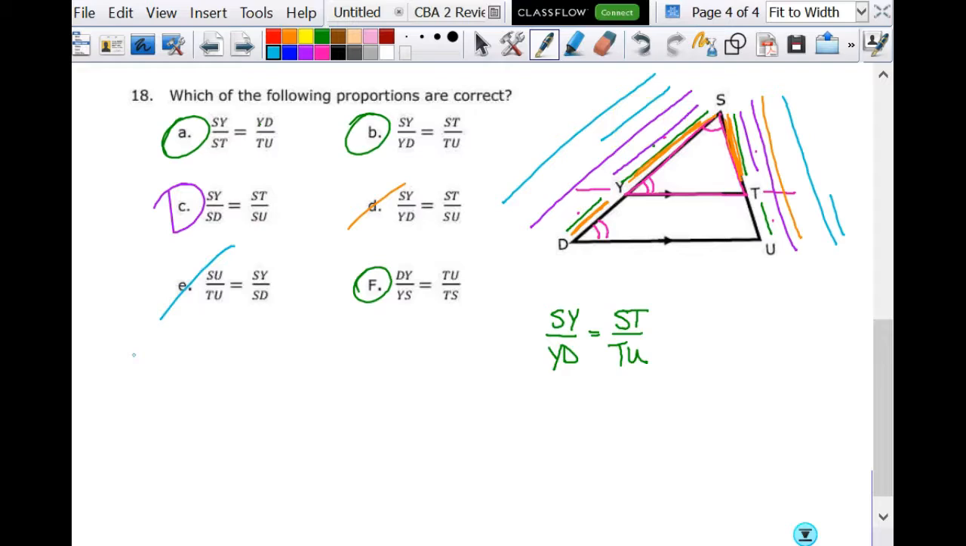So 4 of those 6 were valid. And that concludes your reviews.